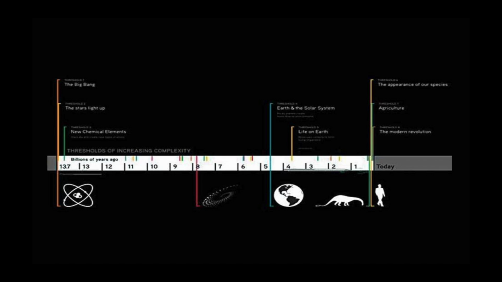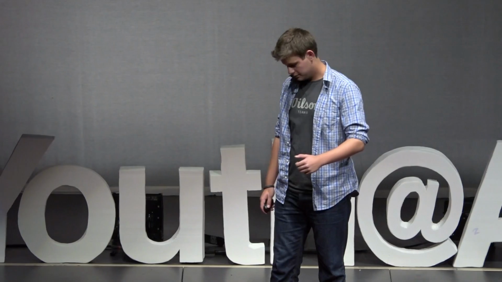It's hard to argue that the Big Bang is not pretty impressive, and it's the first threshold on the big history timeline. But the thresholds that follow the Big Bang are equally as impressive as the first. Staggering complexity and new Goldilocks conditions combine to form completely new thresholds that seemingly appear out of nowhere. The thresholds that appear after the Big Bang are the stars lighting up, new chemical elements, Earth and solar system, life on Earth, collective learning, agriculture, and the modern revolution. And there are more to come.